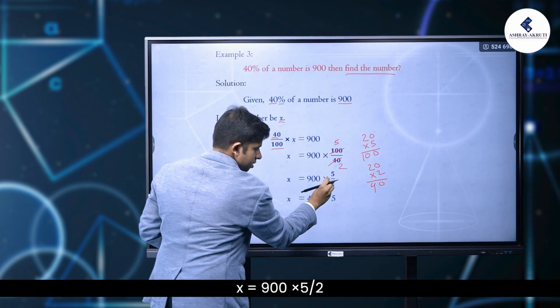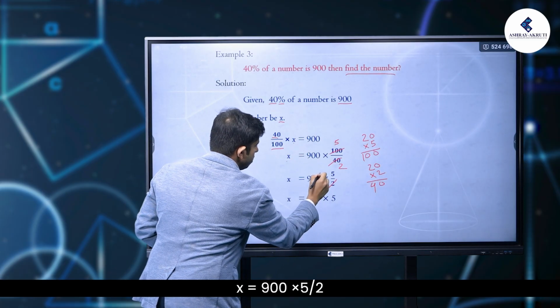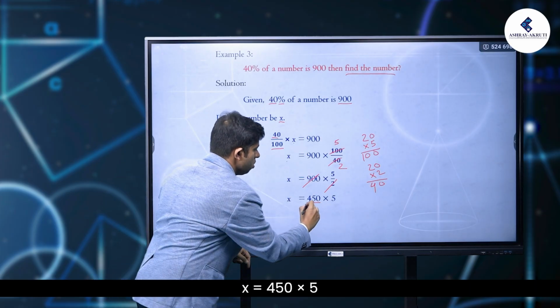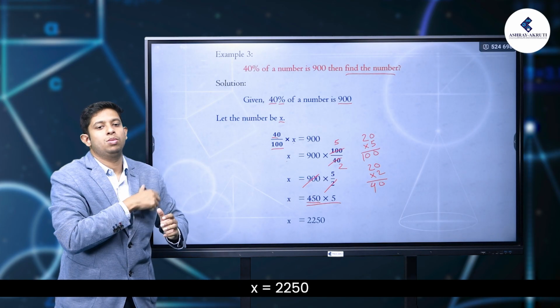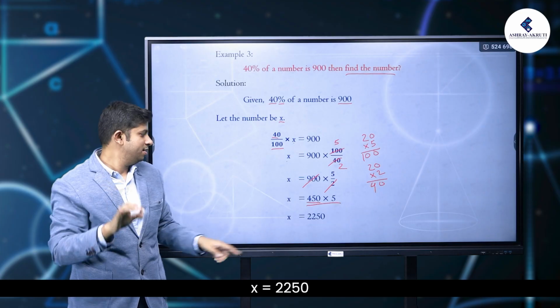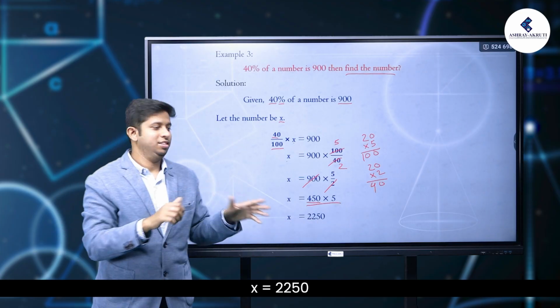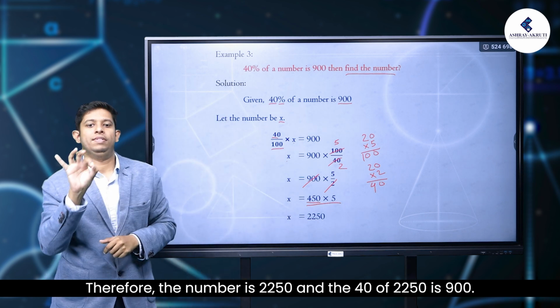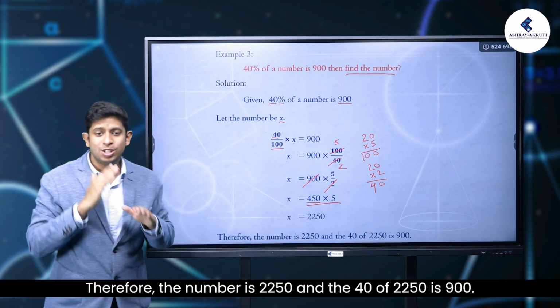x equals 900 into 5 by 2. x equals 450 into 5. x equals 2250. Therefore, the number is 2250 and 40% of 2250 is 900.